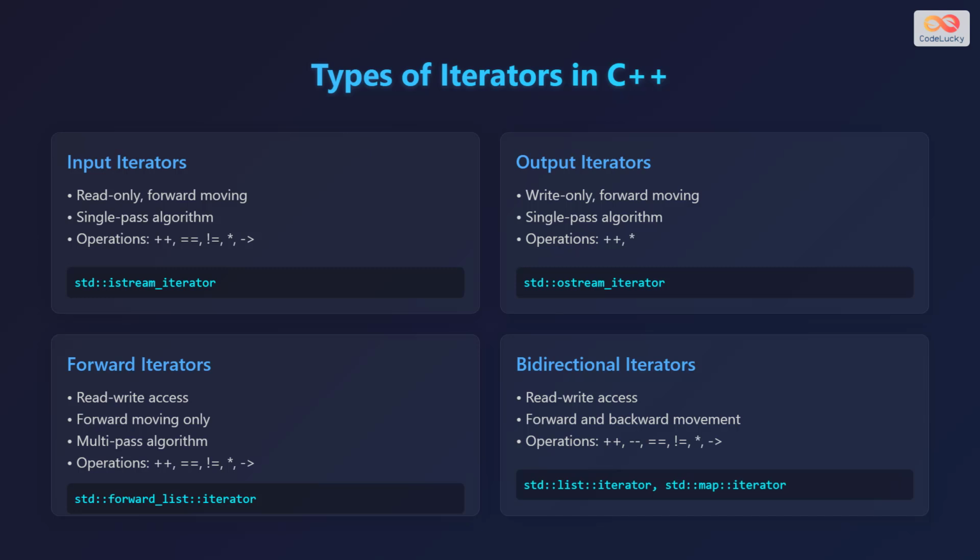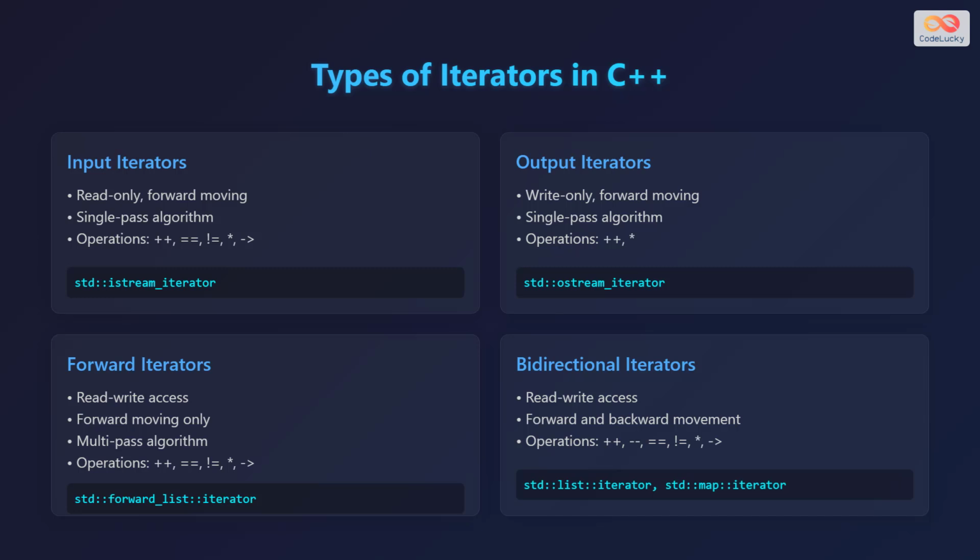Then we have forward iterators. Forward iterators provide read-write access and allow you to move forward through a container. They support multipass algorithms, meaning you can traverse the container multiple times. The operations supported by forward iterators are increment, equality, inequality, dereference, and member access. An example of a forward iterator is the iterator for a standard forward list.